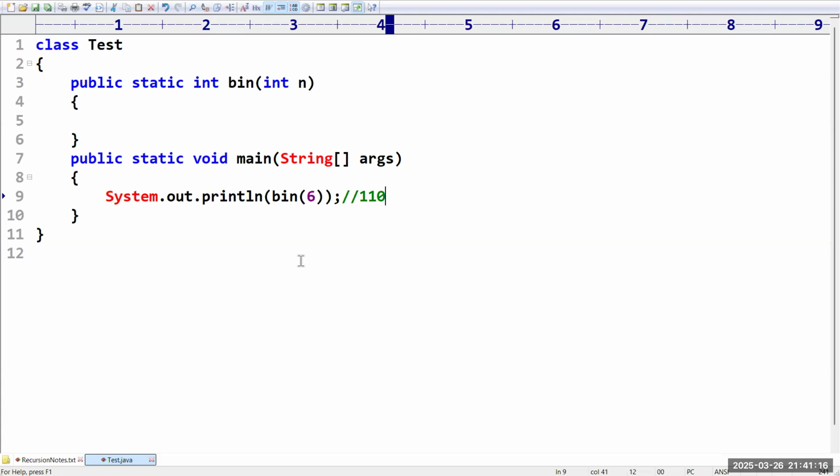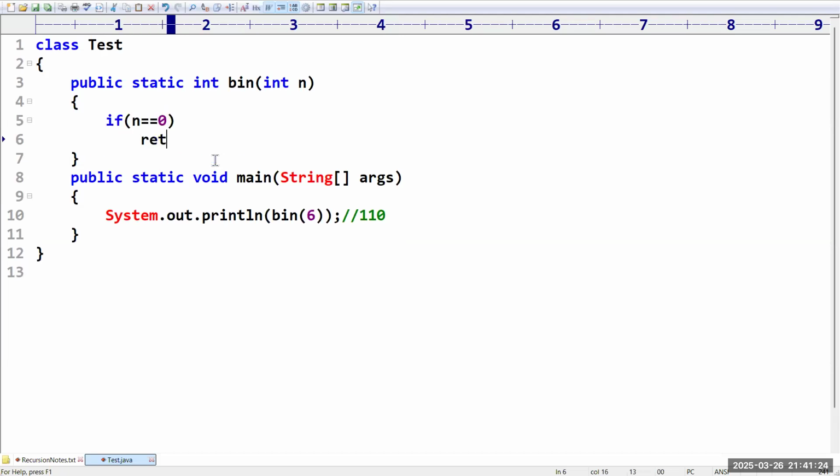Let us see how it is going to be evaluated. Sir, first step, if the number is equal to 0, what is its binary equivalent? 0, correct? This is the base condition. Am I right? Yes, sir.